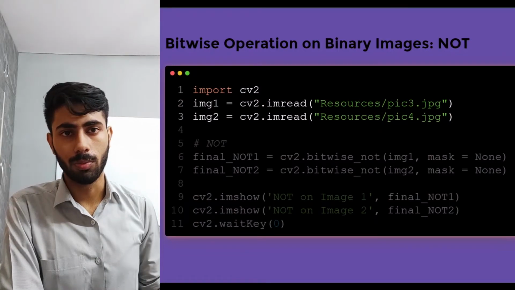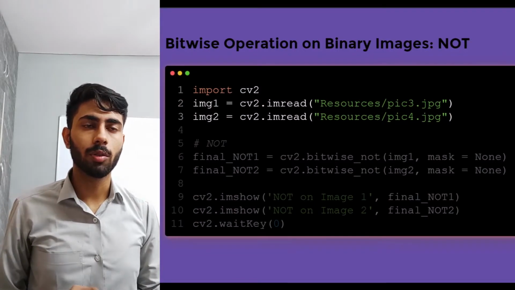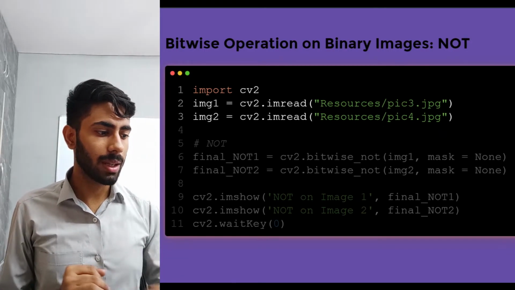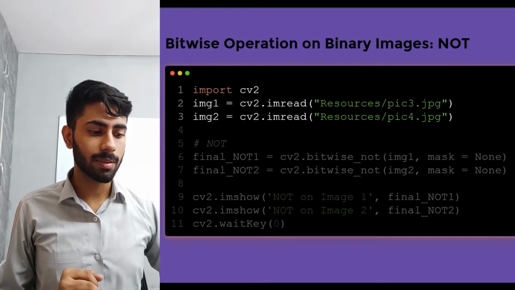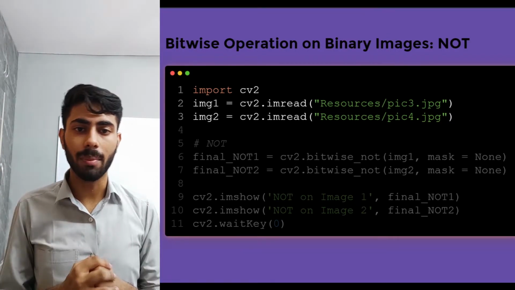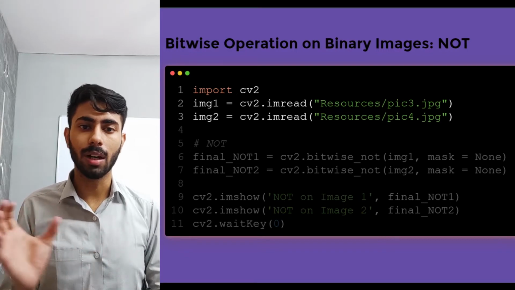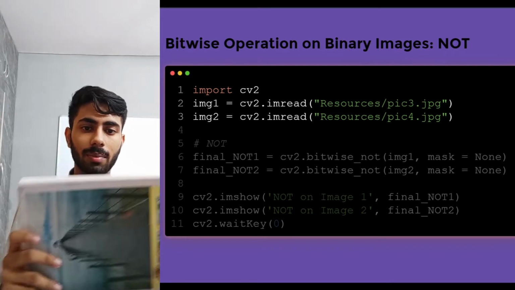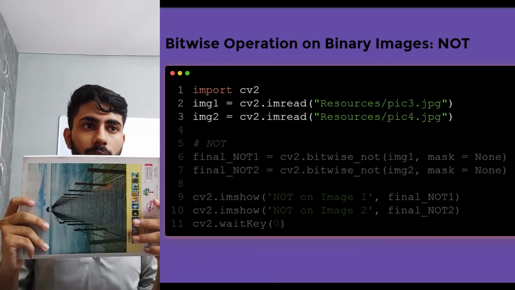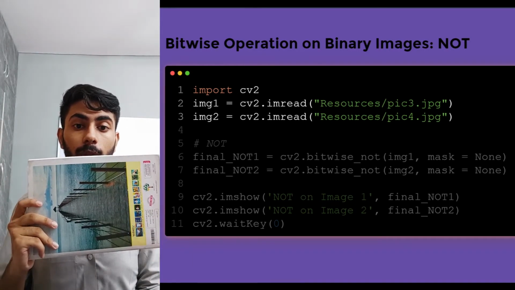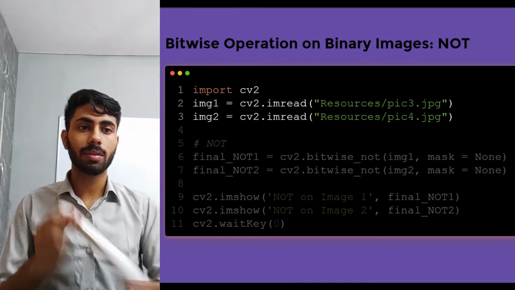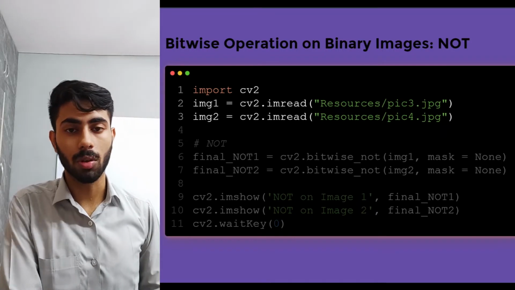Now let us discuss the NOT operation. What NOT is going to do is that it will invert the pixels present in the image. For example, if I have an image that is purely white, it will invert it to black. If I have an image that is black in color, it will give the output as white. For example, if this is my image, let us suppose that it is black in color. If I perform the bitwise NOT operation on it, my image output is going to be white. So this is how my bitwise operation NOT works.